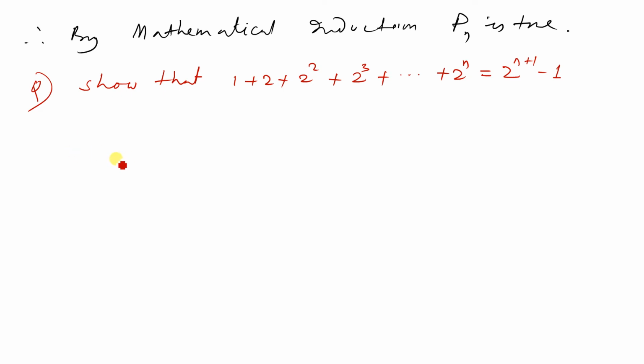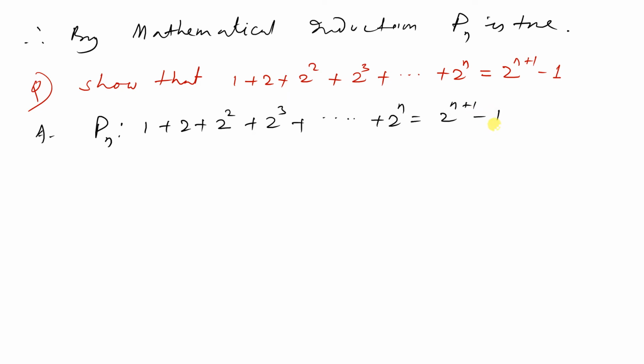Can you do this one? Okay, so what do you write? You write down Pn first. Pn is 1 plus 2 plus 2 square plus 2 cube and so on, up to 2 to the power n minus 1. This Pn can be written as 2 to the power 0, 2 to the power 1, 2 square. Is it correct? Yes, it's correct.